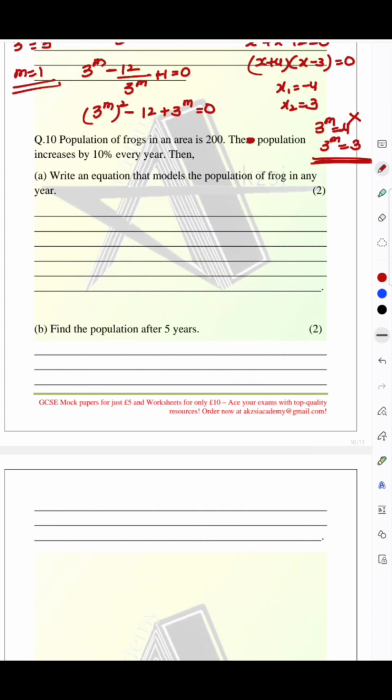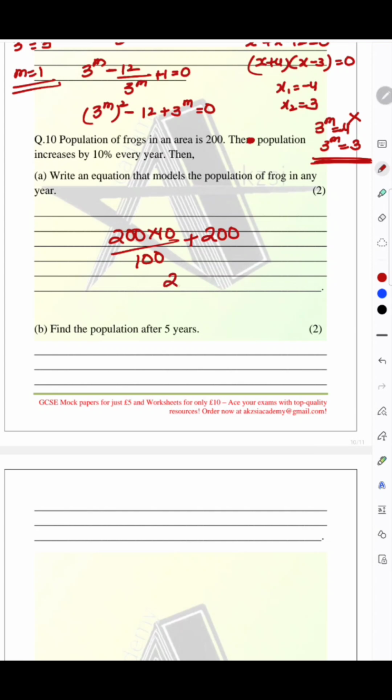So the initial population of the frogs is 200, and the population increases by 10%. That means the next year it will be 1.1 times. Why did I use 1.1? Because it will be 100 plus 10 over 100. Or, if you don't know, the conventional way is 200 and it increases by 10%. That means I have to calculate 10%, so times 10 over 100. But it increases, which means we have to add it to the initial amount, which was 200. So increasing by 10% means 10% of 200 added to 200.